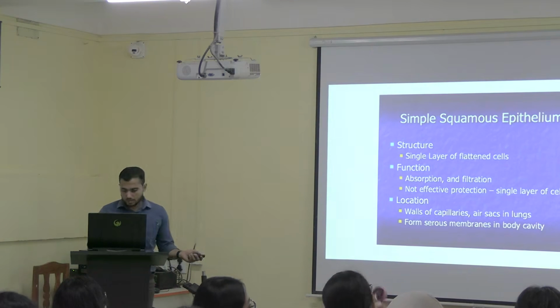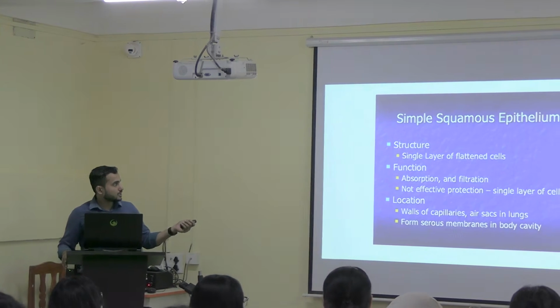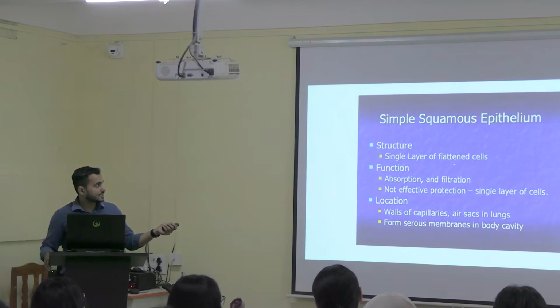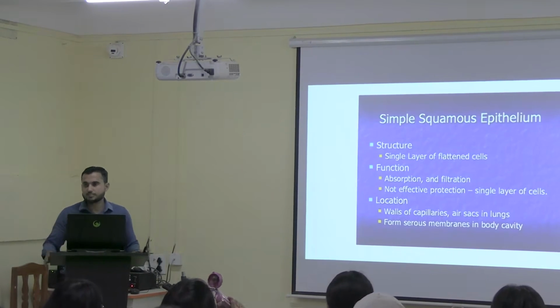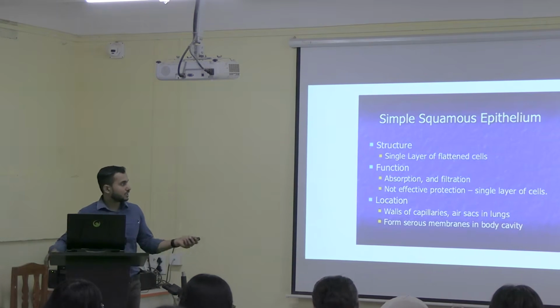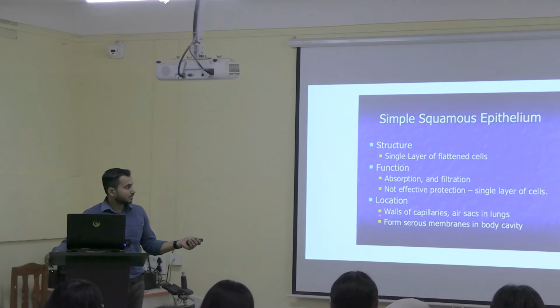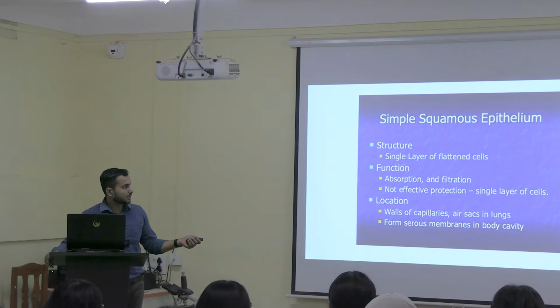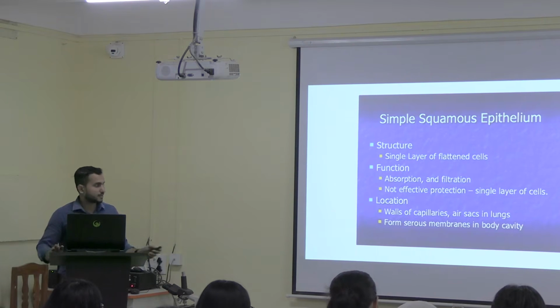In the case of simple squamous epithelium, first of all, if you see the structure, a single layer of flattened cells is there. A single layer of cells will be there, resting on the basement membrane. Flattened cells are present. Now mostly the function is absorption and filtration. Now what is the location? You can see it on the alveoli of the lung, then inside the blood vessel. These cells are present.